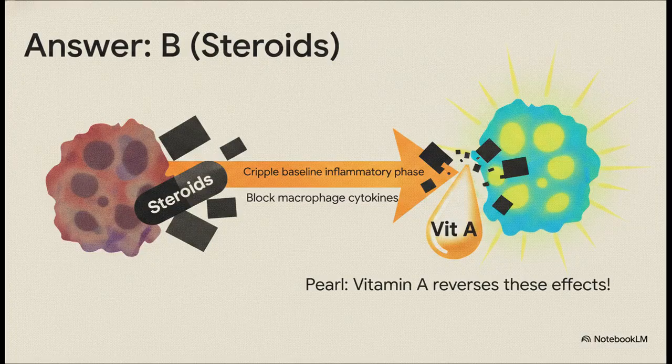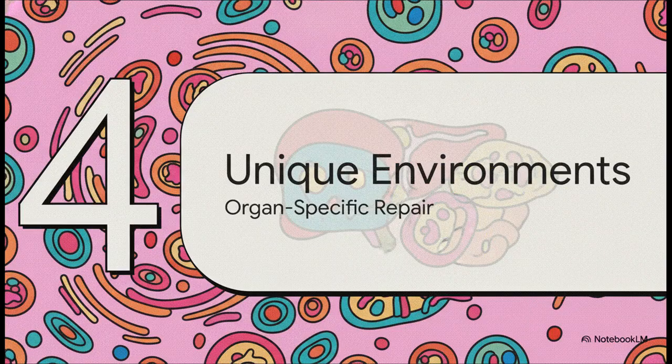The answer is B. Corticosteroids absolutely cripple that baseline inflammatory phase we need so badly. They block those essential macrophage cytokines we talked about earlier, and they stop fibroblast migration and collagen deposition. But here is a massive clinical pearl for you. Giving high-dose vitamin A actually reverses these exact inhibitory effects. It's a real game changer. Okay, on to Section 4, unique healing environments.